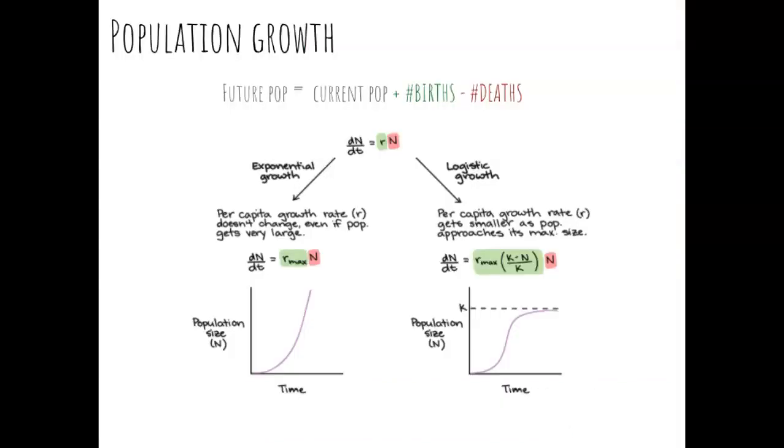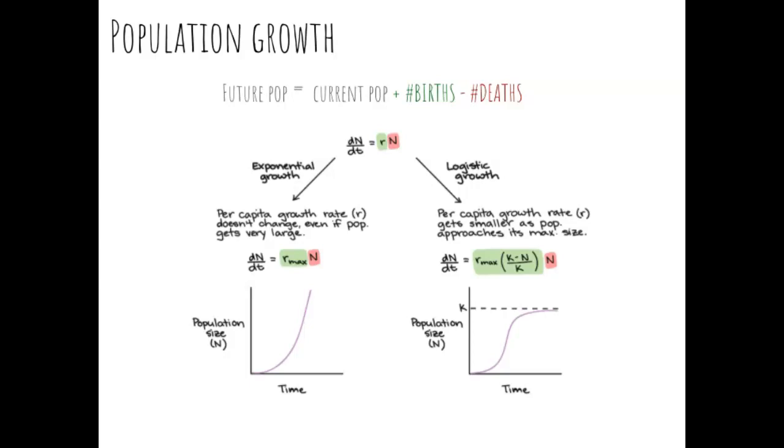When we're looking at population growth, we can determine the future population size for any population by looking at the current population size plus the number of births in that population minus the number of deaths. So in this case, we're assuming that there is no immigration or emigration into that population.